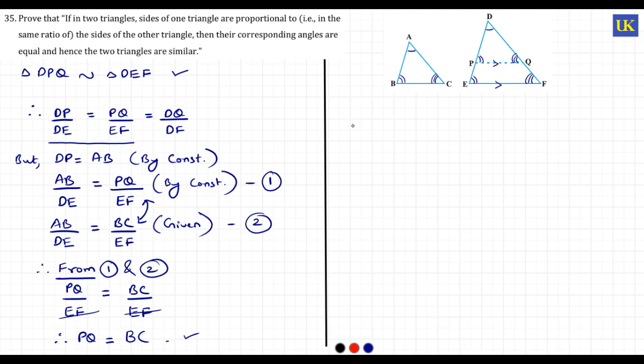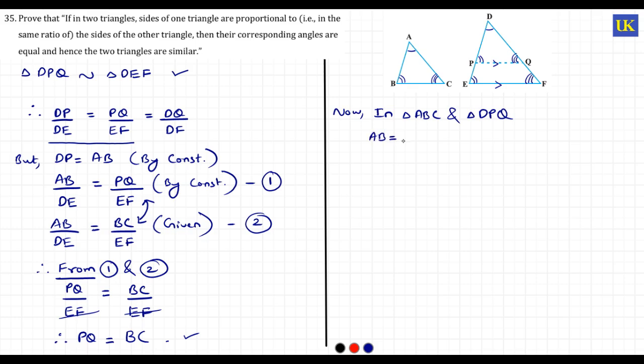Now what we'll do is we'll take these two triangles, triangle ABC and triangle DPQ. So this small triangle and this small triangle. We'll take these two triangles and we'll prove them congruent.